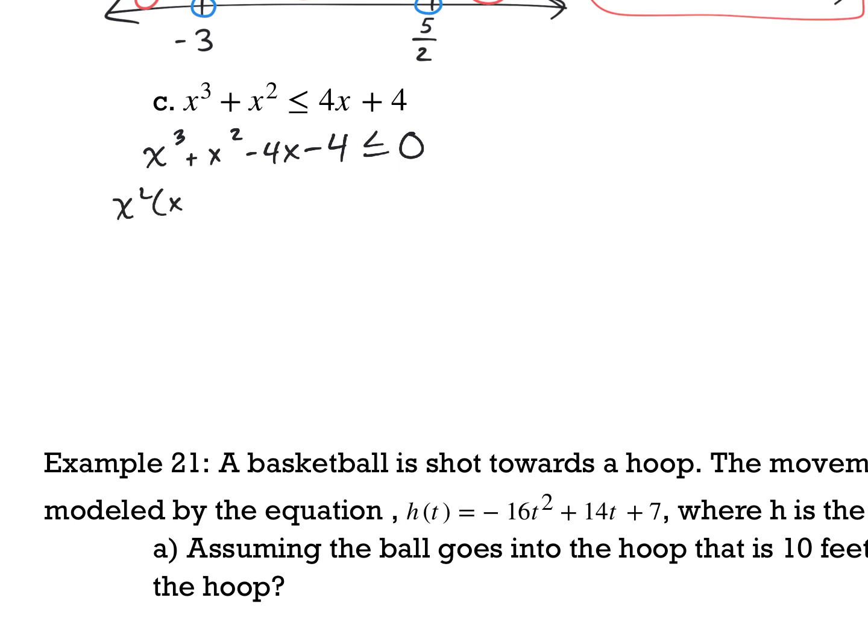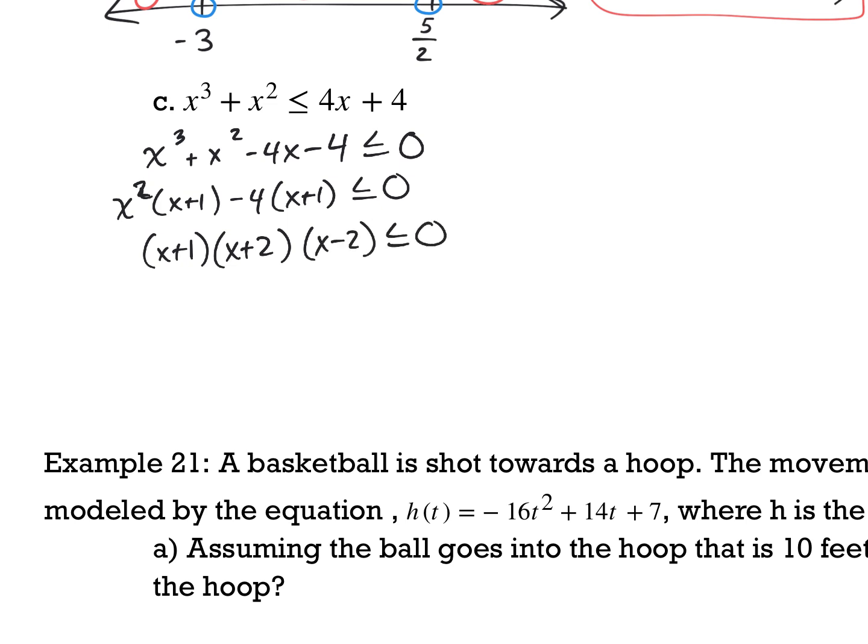x squared, x plus 1, minus 4, x plus 1. I'm factoring by grouping here. I have x plus 1 as my common binomial, and then I have x squared minus 4, if that's not clear, which will factor into x plus 2 and x minus 2. So in this situation, we're going to have to test 4 intervals.